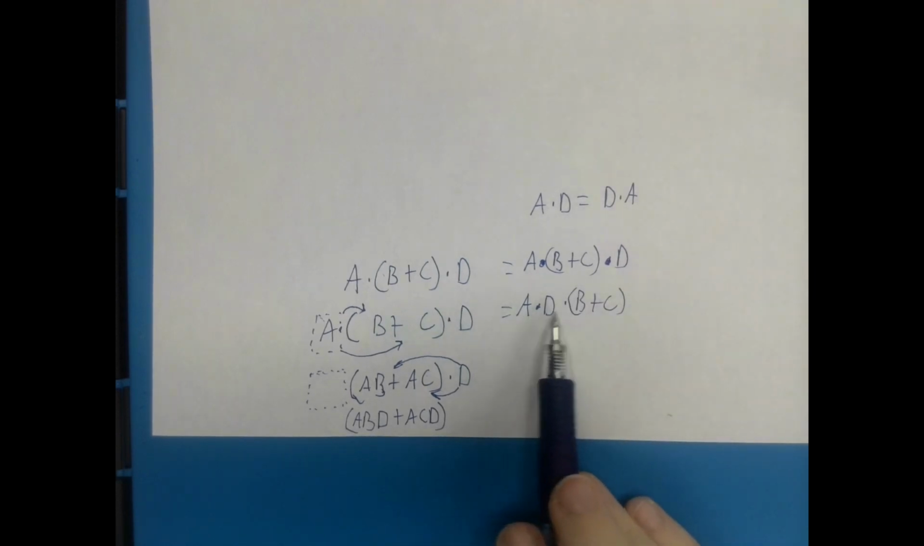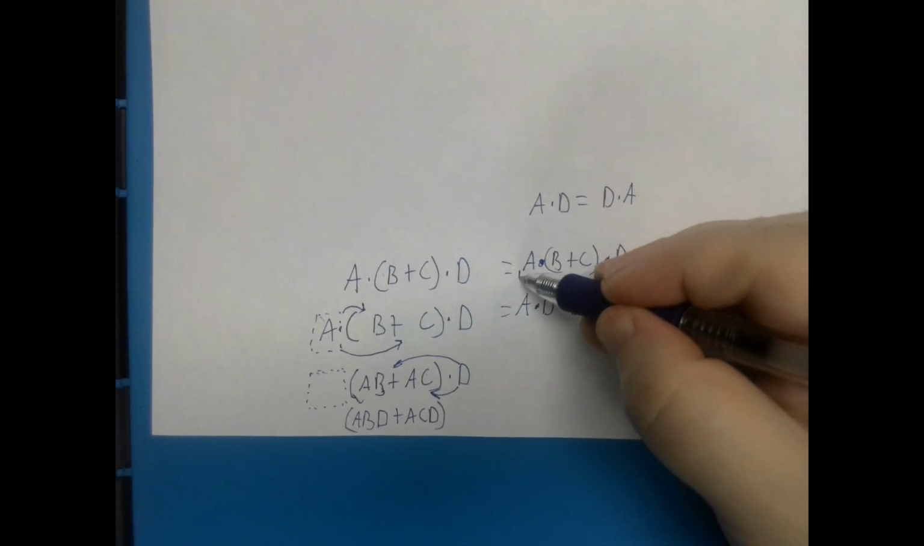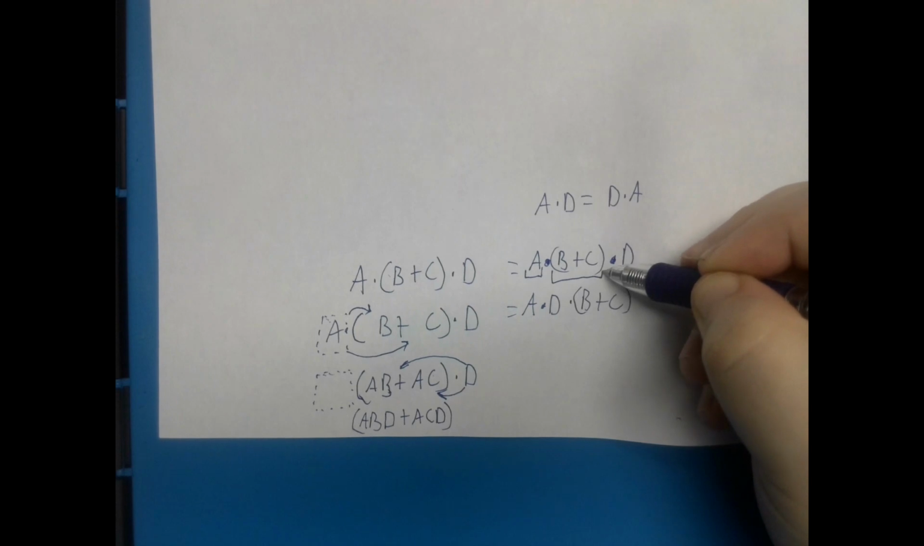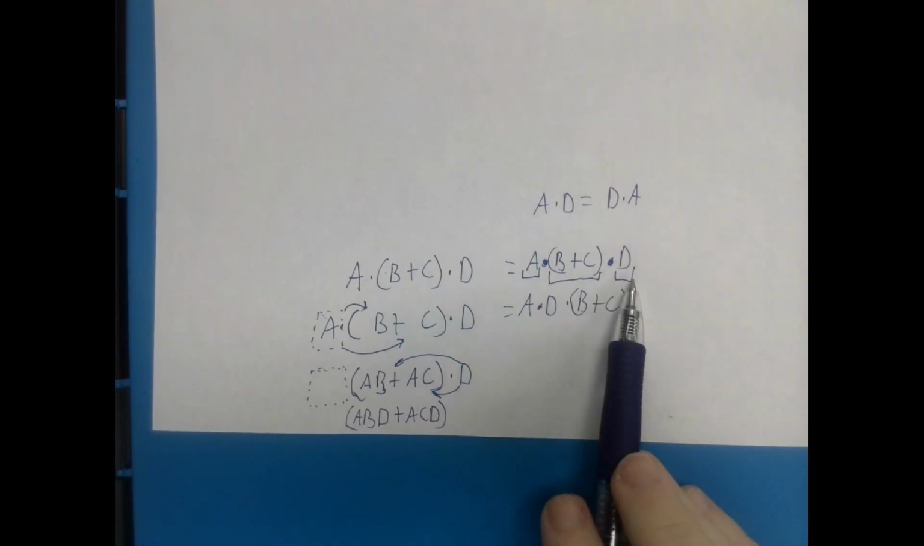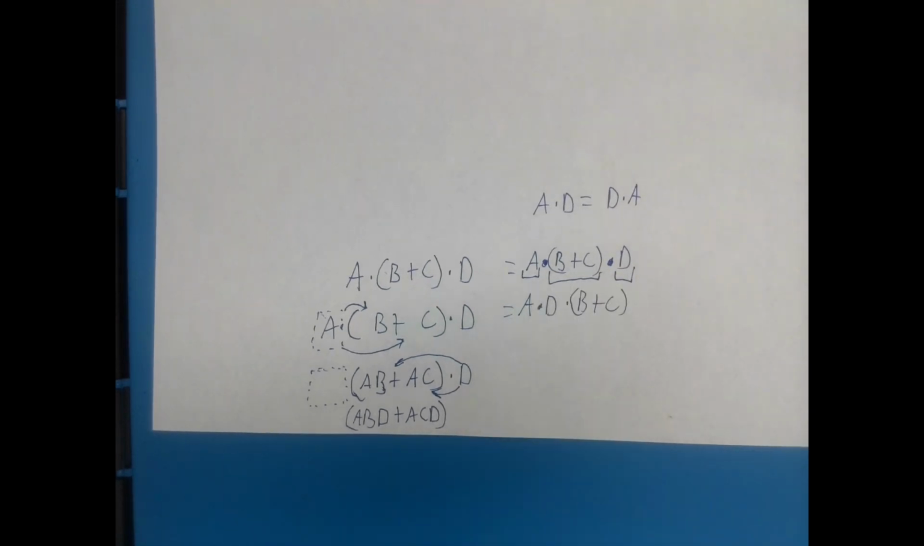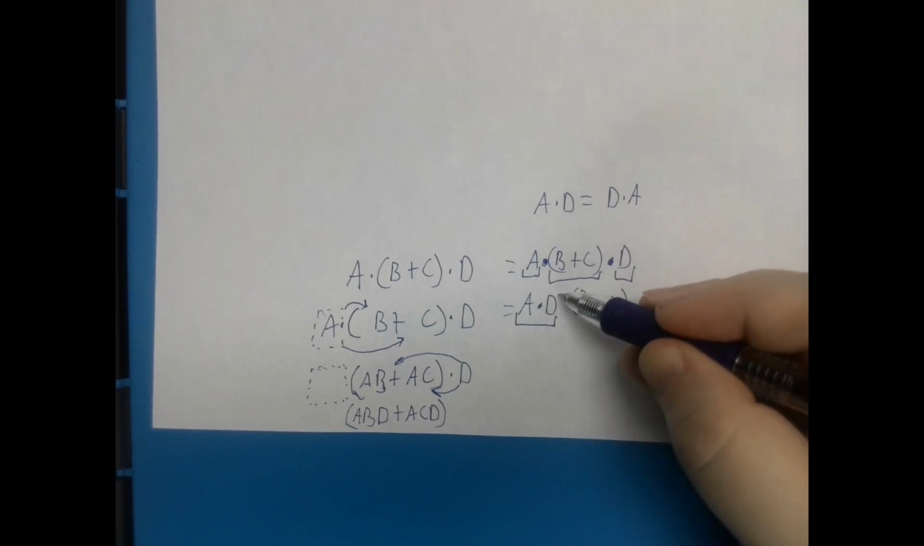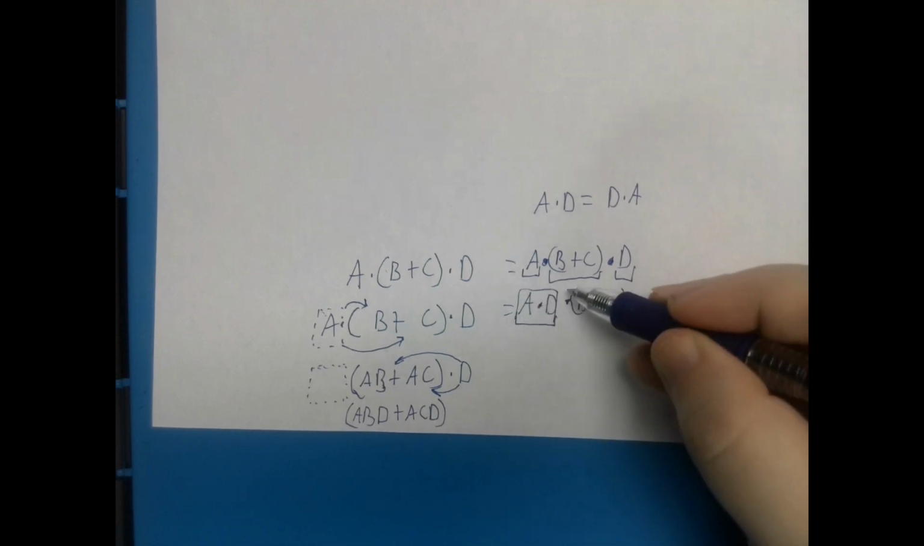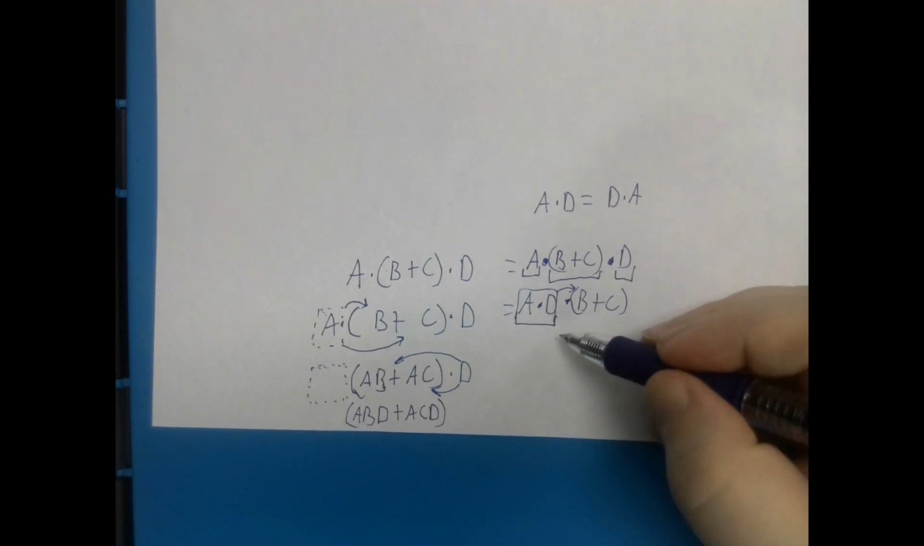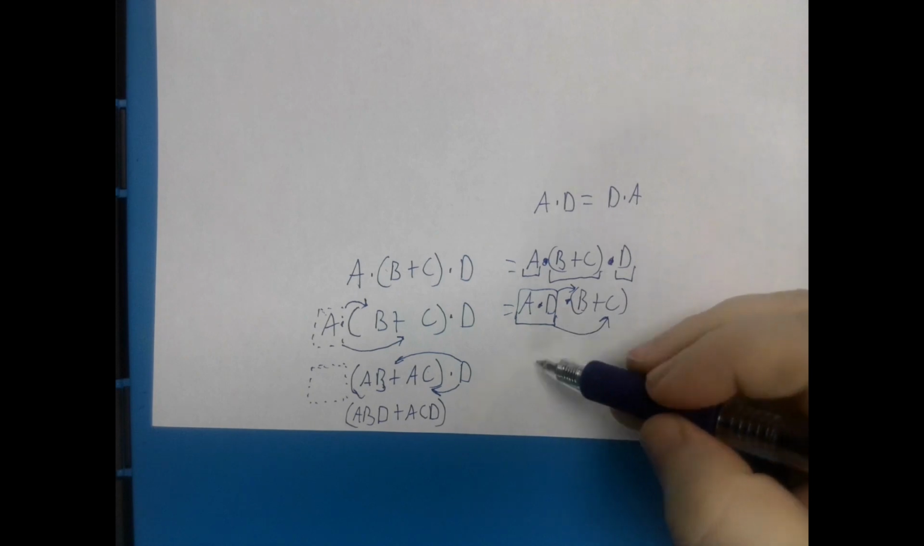So I just changed the order. We have three terms being multiplied together. You can put them in any order you want because they're all being multiplied together. Now we can take A and D together and put them next to B and C.